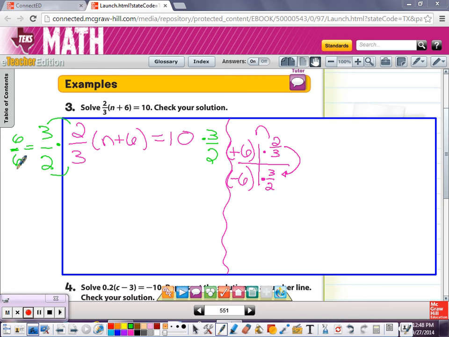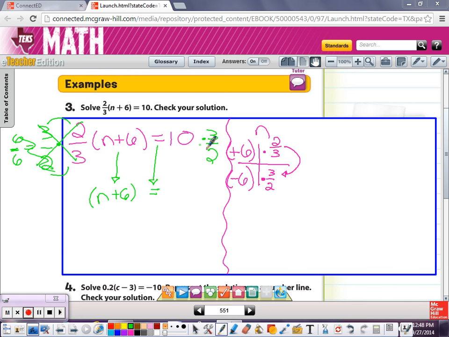What's 6/6? 1. So that means this whole thing turns into a big 1. And that means this stuff just goes ahead and drops down now. N plus 6. Because that 1 doesn't change anything when you multiply it. And if you don't believe me, pick any number you want, multiply it times 1, and ask yourself, did my number change? Now the equal sign goes ahead and drops on down.